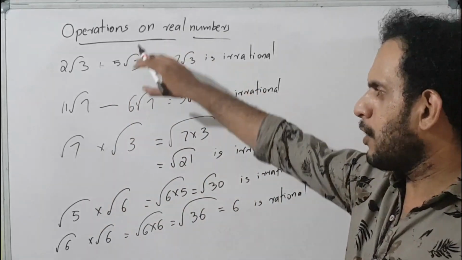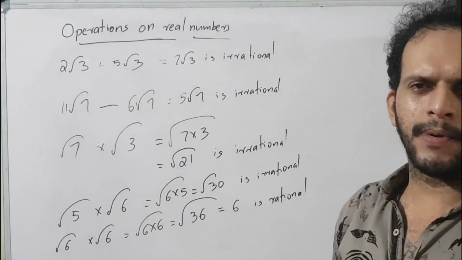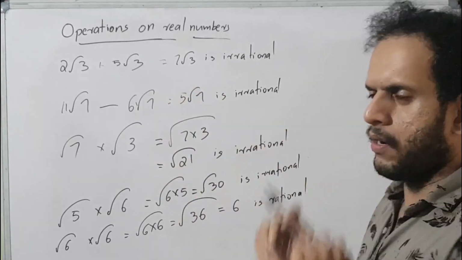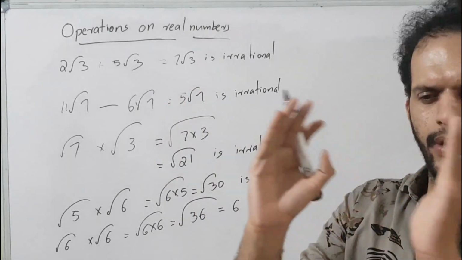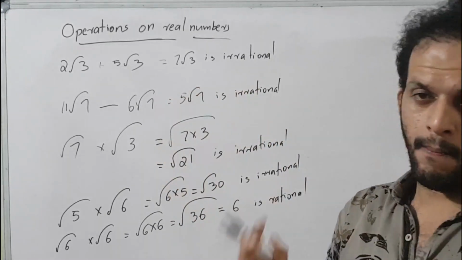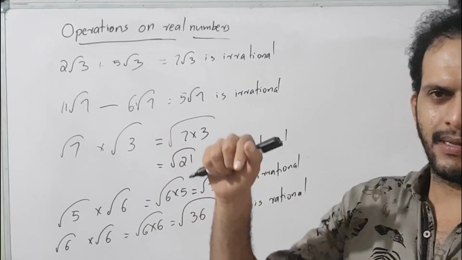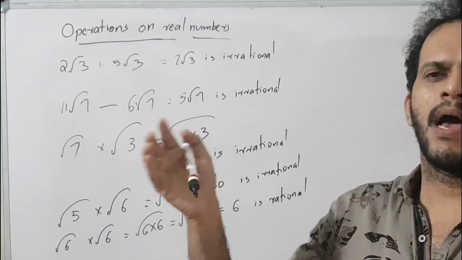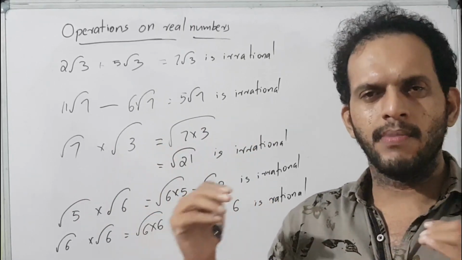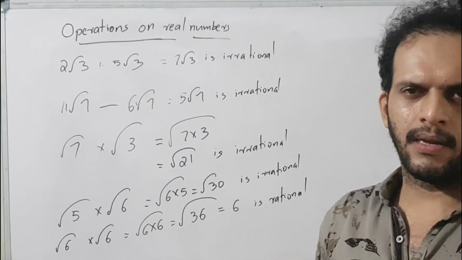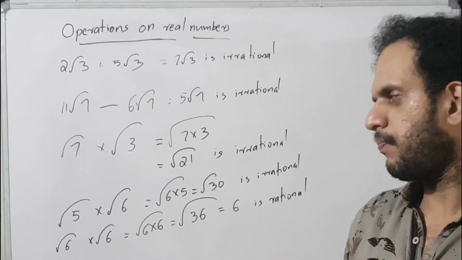But the case of addition and subtraction is very clear. The sum of two irrational numbers is irrational. The difference of two irrational numbers is irrational. But not in the case of multiplication. In multiplication, sometimes the result is irrational and sometimes rational. Did you get it? Then one more is there, the division.